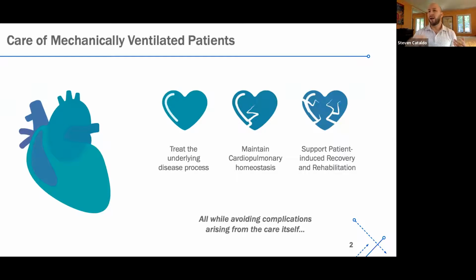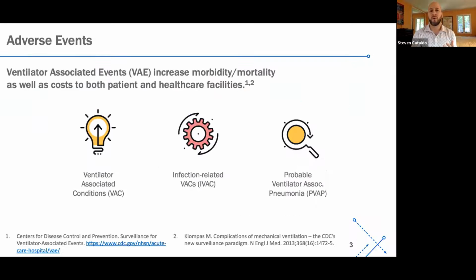So while we're doing all of this, we have to make sure that we avoid the complications that arise from the care itself, which is very difficult to do. This is a lot of different things happening all at once. So what I'm really talking about here and where we're going to focus a lot of our energy this morning is on those adverse events, particularly the ones arising from the ventilator. You can almost think of them as iatrogenic, right? We're putting a patient on a ventilator, and the ventilator inherently is helping, but also potentially hurting the patient or causing harm to the patient.